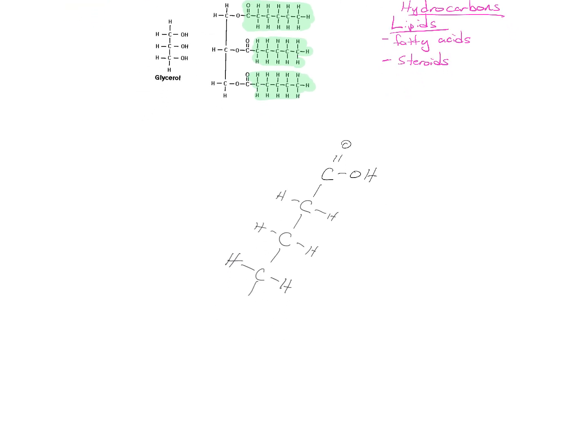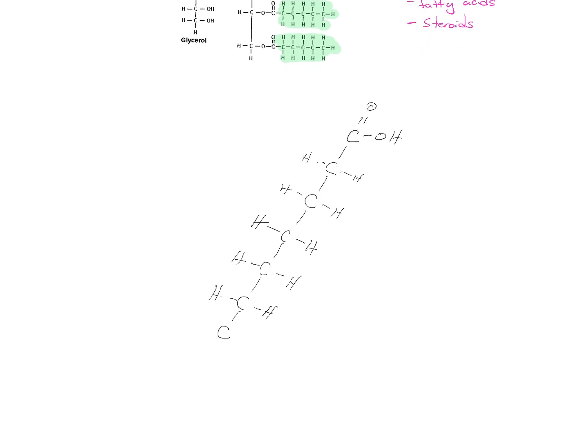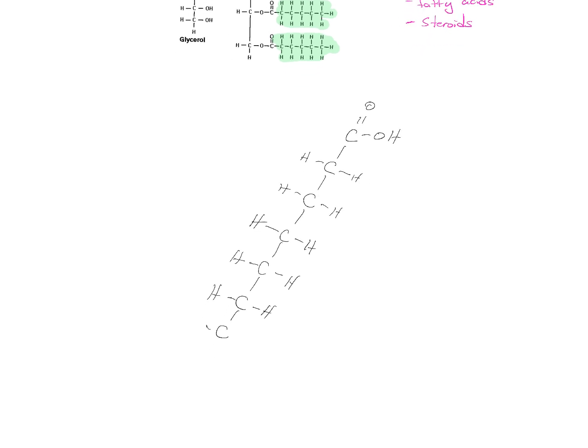Another carbon. 2 hydrogens. Another carbon. 2 hydrogens. Another carbon. Then at the end is going to be how many carbons? The 2 hydrogens. How many hydrogens? There's 2 hydrogens. And then what now? It's the end. What do? Another hydrogen.